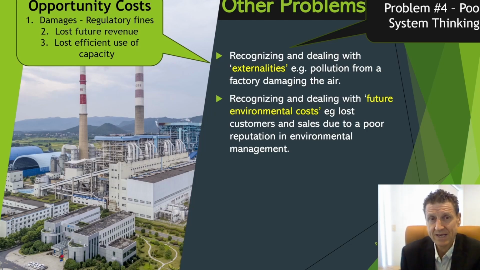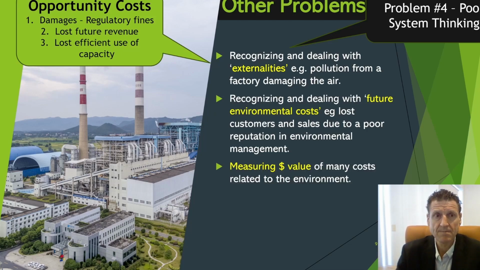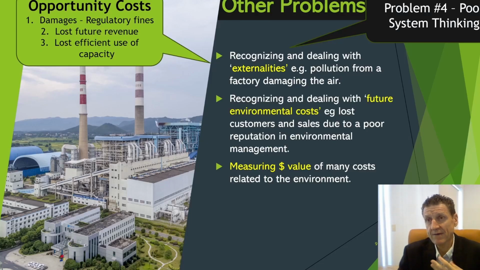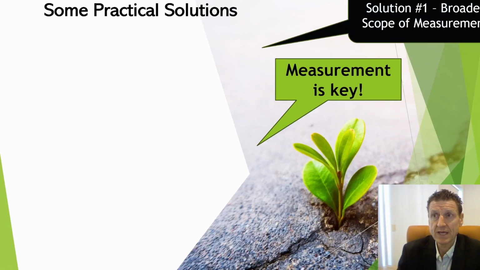So systems thinking is both physical and also social. And if you think of those two aspects, everything in society is connected. And this is something that accounting does a very poor job at. So often we're trying to measure value of many costs related to the environment here. All right, so there's our 4 problems. And now we want to think in terms of the solutions.